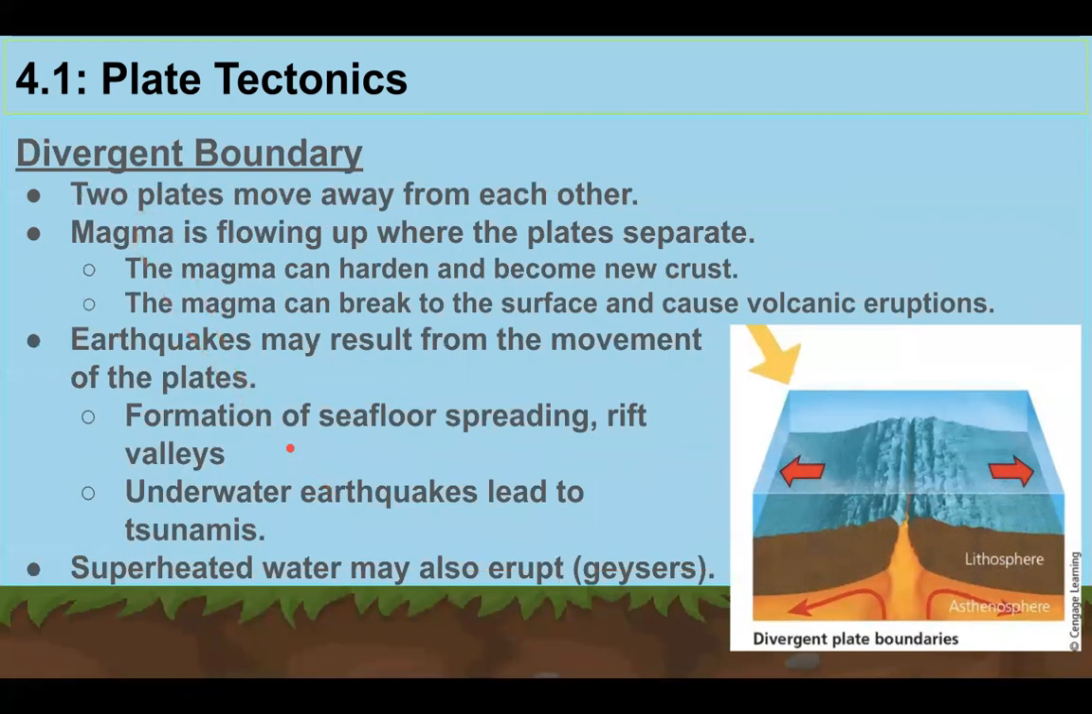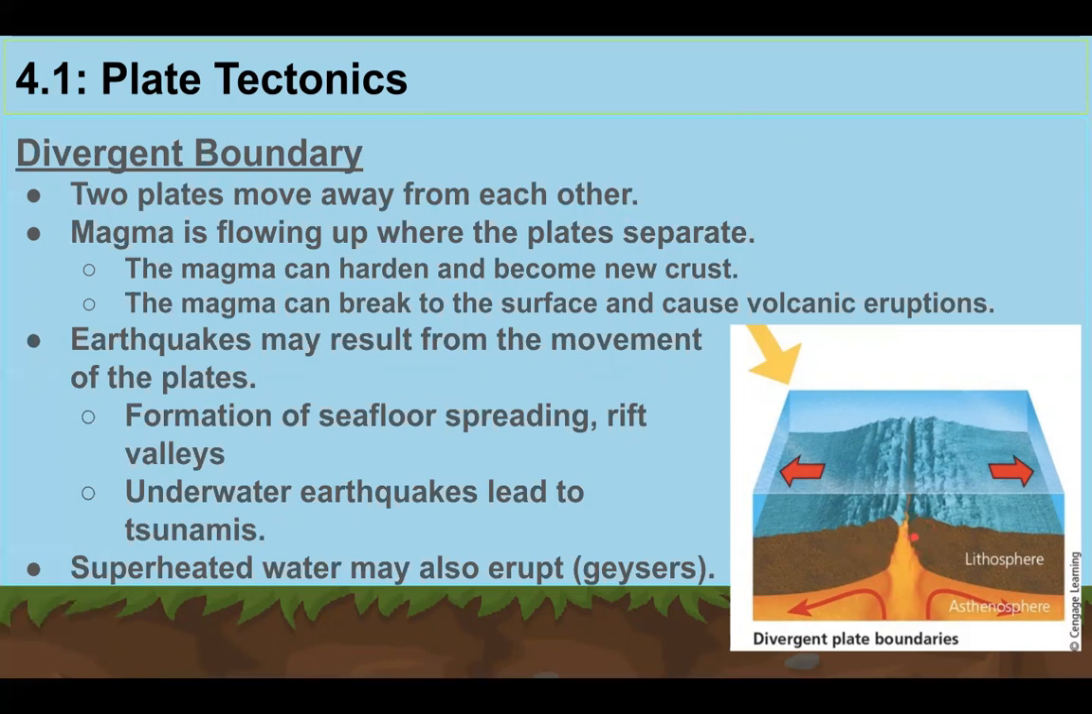Okay, so divergent boundaries, where the two plates are moving away from one another. All right, so we have magma. This is liquid rock flowing up and it's pushing the plates apart. And the magma typically is going to harden and become new crust, so actually become part of these plates. And sometimes the magma might even break the surface and cause a volcanic eruption at these divergent boundaries.